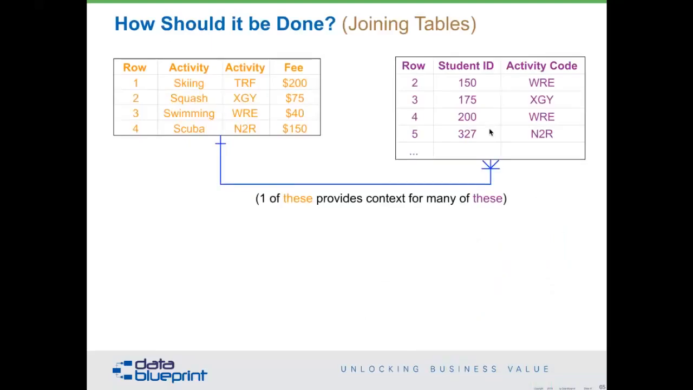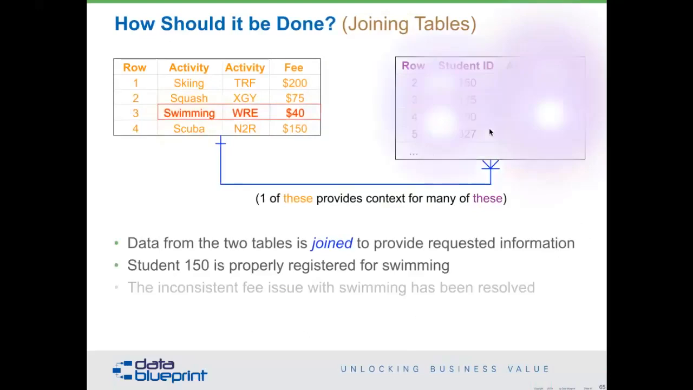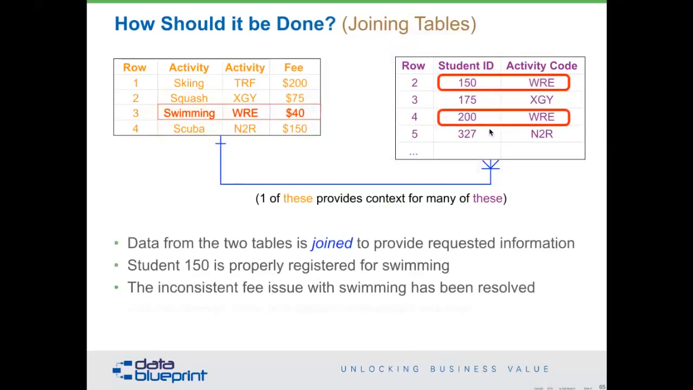Again, most of you recognize this. The reason I'm showing you this is because if I join the two tables, I will never have a problem with swimming being listed in the student table for the wrong price. The issue has been resolved. In fact, it's been prevented from happening in the first place.